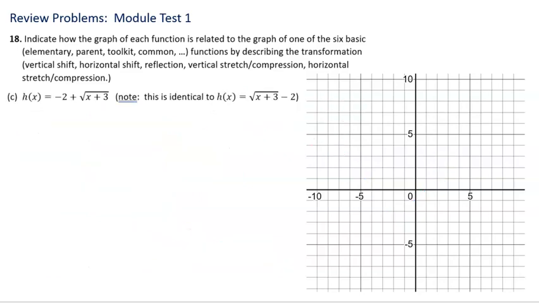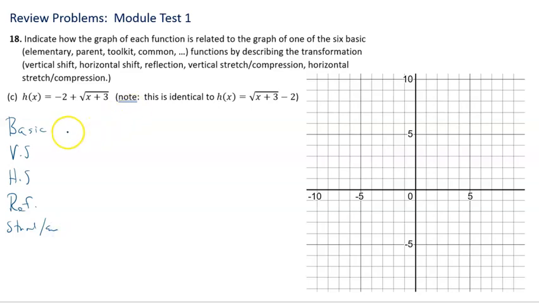All right, so 18C. Now, we need to know, remember, the basic function. That's where you always start this process. So what is the basic function? Is there a vertical shift? Is there a horizontal shift? Is there a reflection? Is there a stretch or compression in the horizontal or in the vertical?